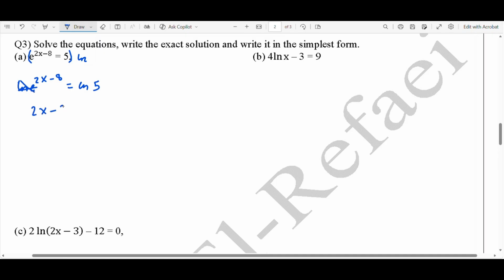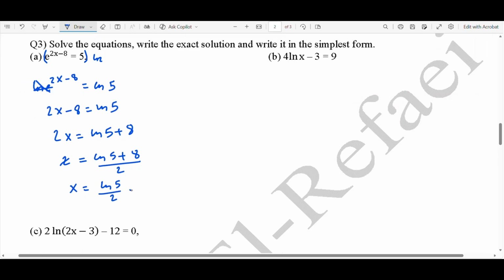2x minus 8 equals ln 5. 2x equals ln 5 plus 8. x equals ln 5 plus 8 over 2. So x equals ln 5 over 2 plus 4.